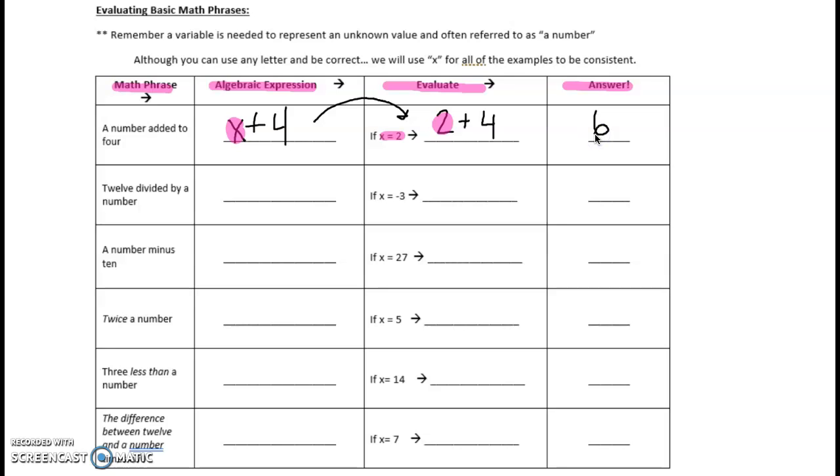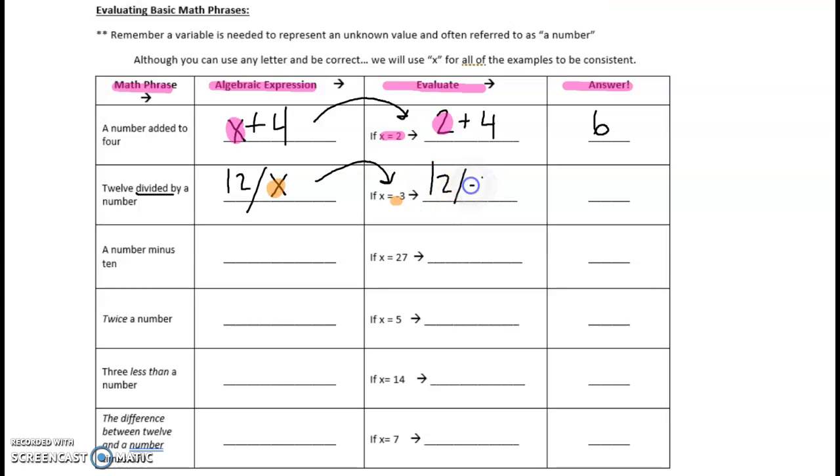All right, let's take a look at number 2: 12 divided by a number. Divided by is a general operational word for division. Moving left to right, we have 12 divided by a number, and when I don't know what it is, we use x. Then we move on over and evaluate it. What if my x is -3? We're going to take out the x and plug in a -3 where I see that, and I'm just going to show my work.